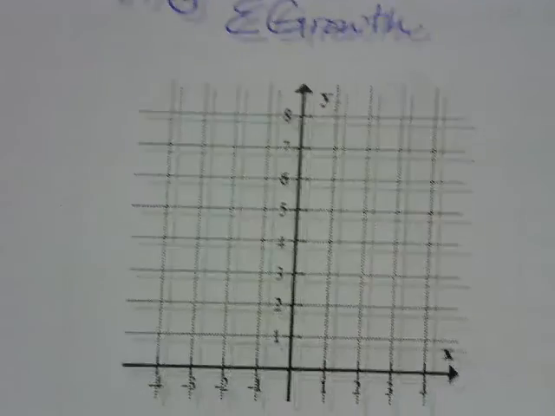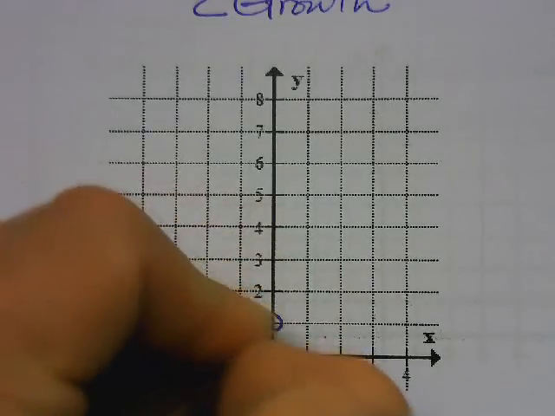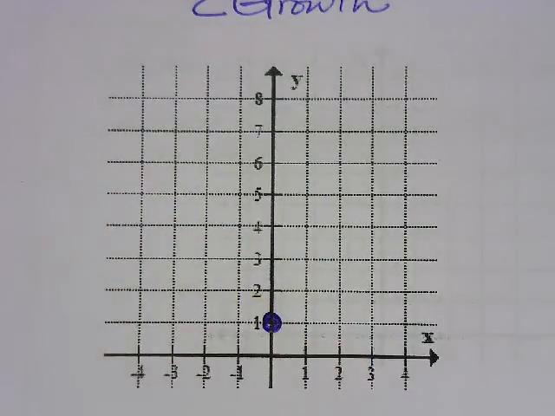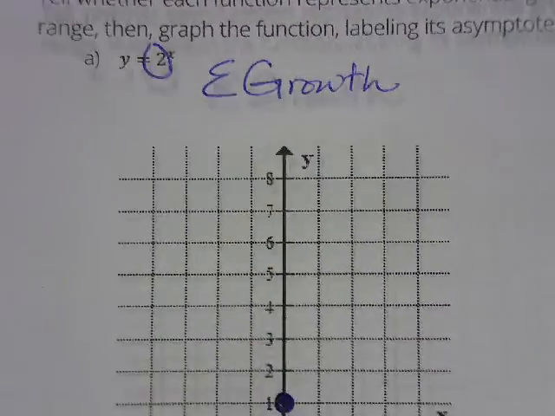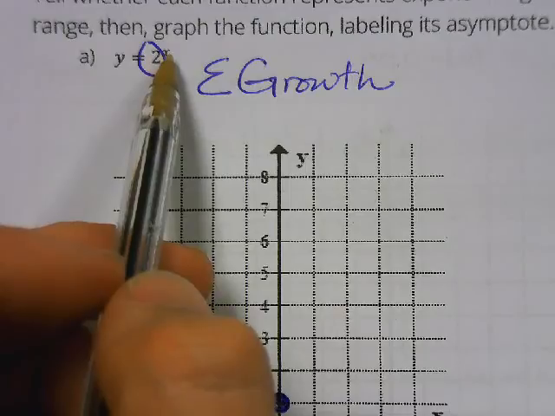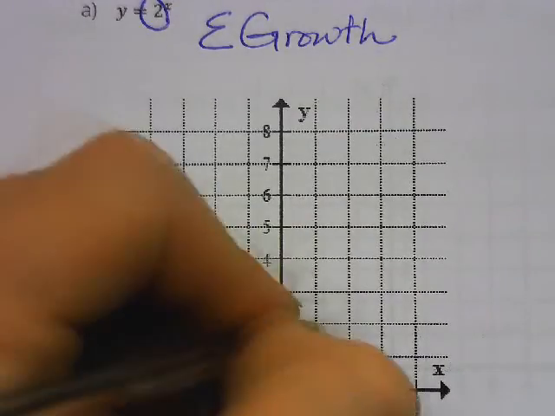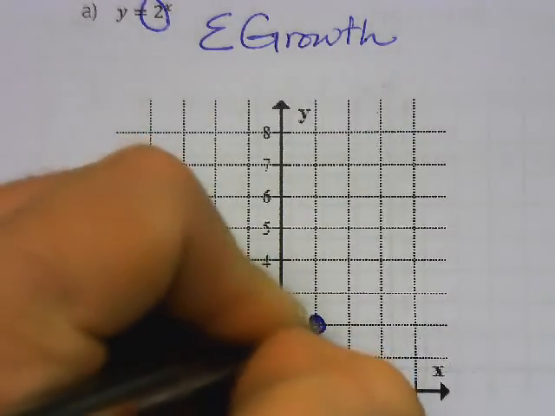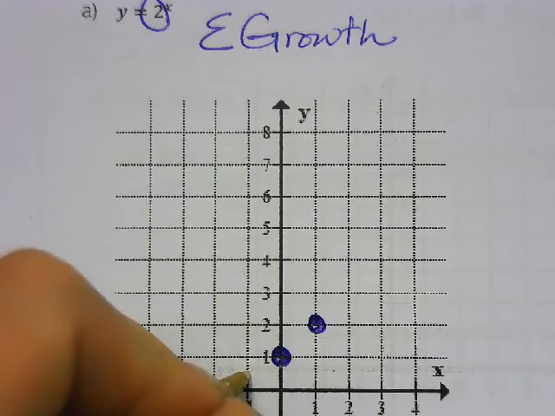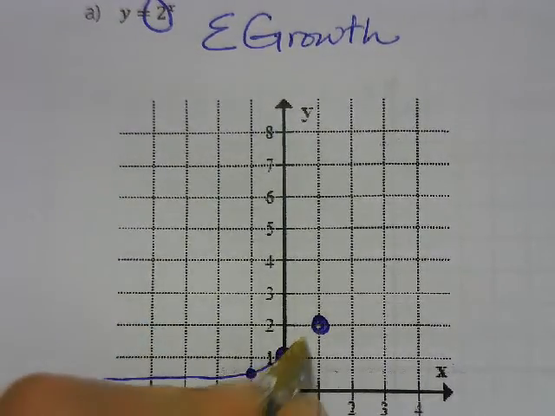We automatically know from our work on the do first that there's one coordinate point that will always be here. It's our y-intercept at 0, 1. The other coordinate point that we know is that when x is 1, y is the base. So we know the coordinate point 1, 2. We'll graph that, 1, 2. And there you go. So this is our growth graph. We're going to just connect the dots smoothly.